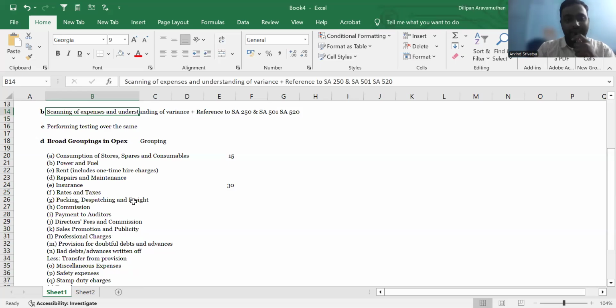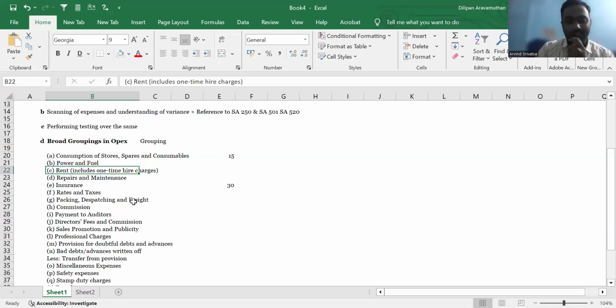That is there. And guys, scanning of expenses, for each of these line items, let us say consumption, power and fuel, rent, repairs and maintenance, scanning is very important. Some of these items require a special kind of scanning. So what is special kind of scanning? What are you saying, bro? You might have this doubt, right?